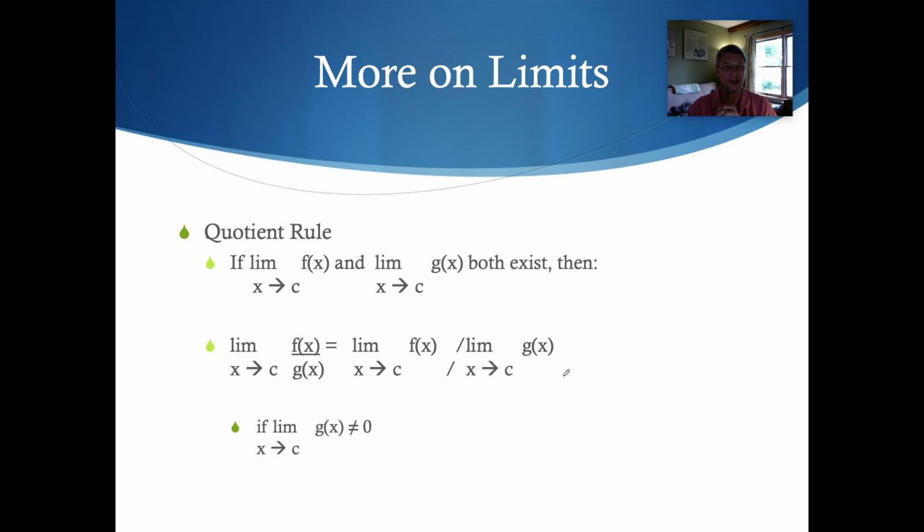The quotient rule states that, again, if the limit as x approaches c of f of x and the limit as x approaches c of g of x both exist, then the limit as x approaches c of the quotient f of x divided by g of x is equal to the limit as x approaches c of f of x divided by the limit as x approaches c of g of x. So the limit of the quotient is equal to the quotient of the limits. Now, the exception is that you have to make sure the value in the denominator is not zero. If the limit as x approaches c of g of x is equal to zero, then all bets are off because you end up with an undefined term again. So that's the quotient rule.